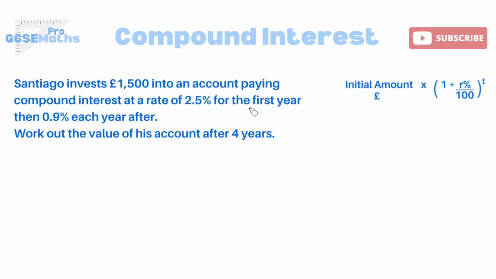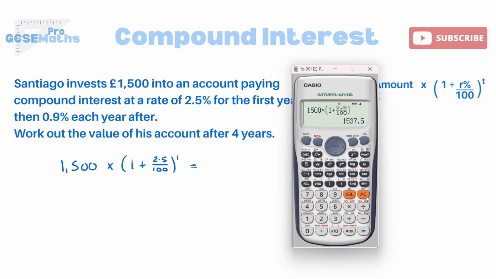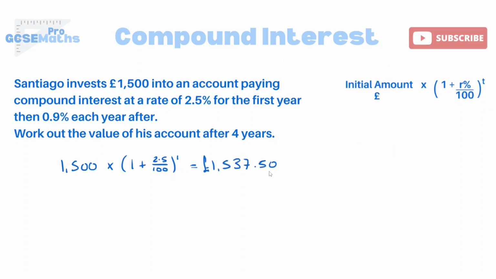I'm first going to start obviously with the first year, which is 2.5%. So my initial amount is 1,500. So I've got 1,500 times by 1 plus my interest rate over 100 to make it a decimal, and then technically to the power of the time or the years, it says for the first year. So obviously that's technically to the power of 1. Doesn't really make much difference though. So then I'm going to put that into my calculator, and that gives me 1,537.50. So that's the value of my account after 1 year. I still have the 1,500 plus any interest for the first year.